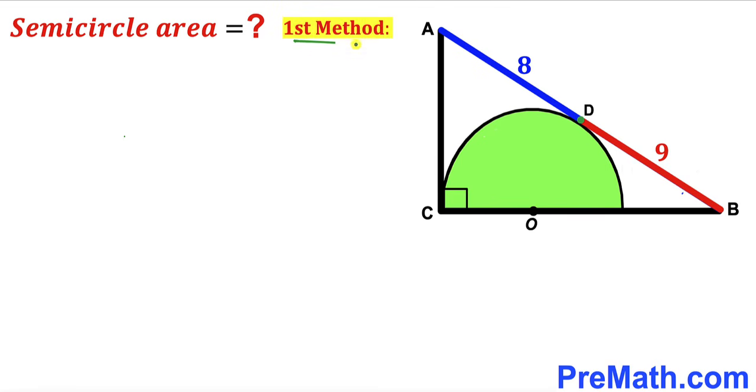And here's our very first method. Since we are interested in calculating the area of this green shaded semicircle, we must calculate the radius lowercase r of this semicircle first. And I'm going to show you two different approaches to calculate the radius lowercase r. Now let's focus on this hypotenuse AB. That is going to be the sum of these two numbers. 8 plus 9 is going to give us 17 units.